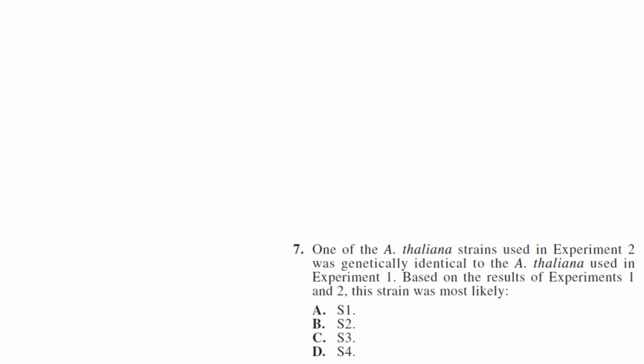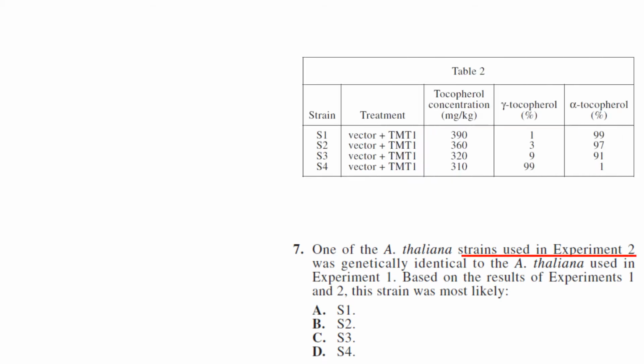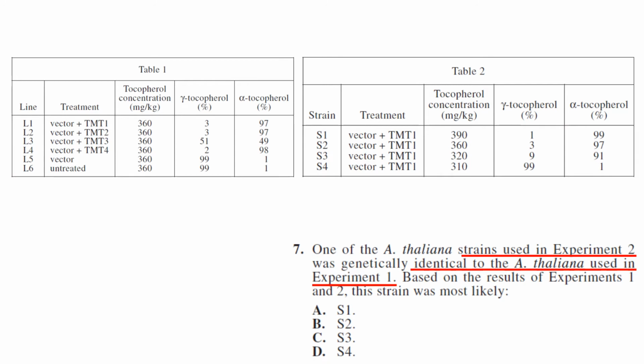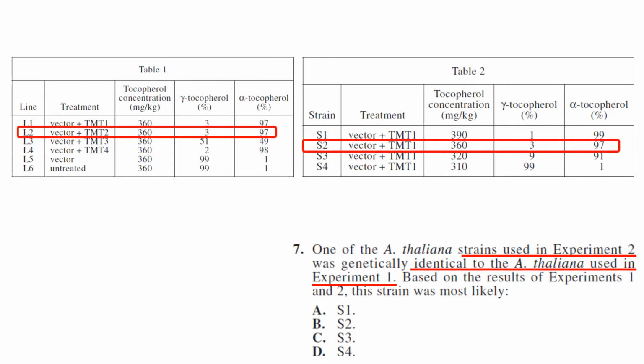Okay, number 7. One of the strains used in experiment 2, so experiment 2, is identical to a strain used in experiment 1. Which strain was this most likely? So we're going to look to see, can we find any similarities? And we do. We see that strain 2 has a 360 concentration, 3% and 97%, and that's the same in both experiments. So your answer has to be B, strain 2.